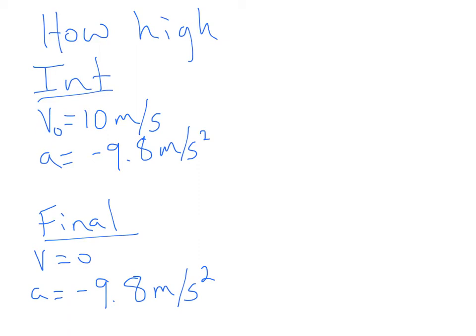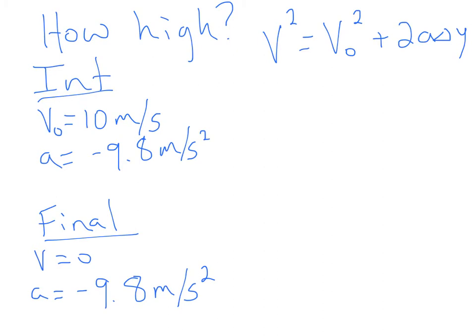So we need a kinematic equation that relates velocity, acceleration, and, since we want how high, displacement. That kinematic equation is the final velocity squared equals the initial velocity squared plus 2a delta x. In the last section we used delta x, but that was for a lateral distance. So let's use a vertical distance, delta y, or a vertical displacement.